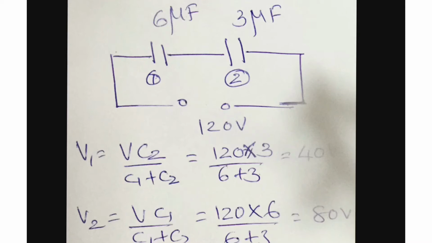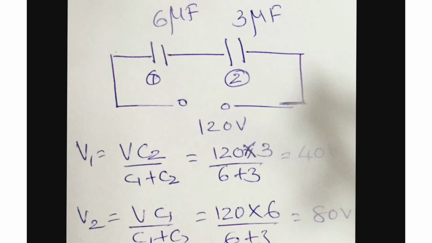Therefore V1 is equal to V C2 by C1 plus C2. That means 120 into 3 by 6 plus 3, which is equal to 40 volts. V2 is equal to V C1 by C1 plus C2. 120 into 6 by 6 plus 3, which is equal to 80 volts.